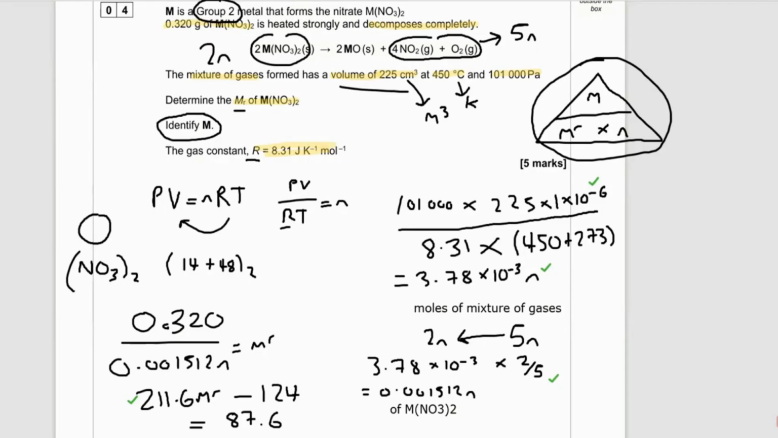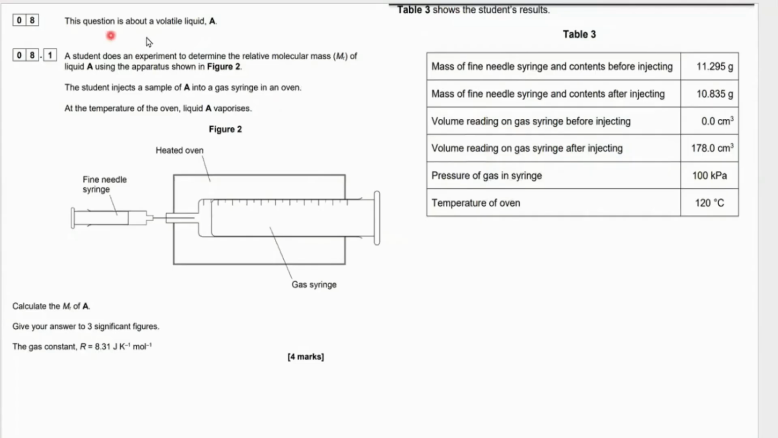Now let's move on. This is question 8. This question is about volatile liquid A. 8.1, a student does an experiment to determine the relative molecular mass, the Mr, of liquid A using the apparatus shown in figure 0.2 down here. The student injects a sample of A into a gas syringe in an oven. At the temperature of the oven, liquid A vaporizes. Calculate the Mr of A. Give your answer to 3 significant figures.